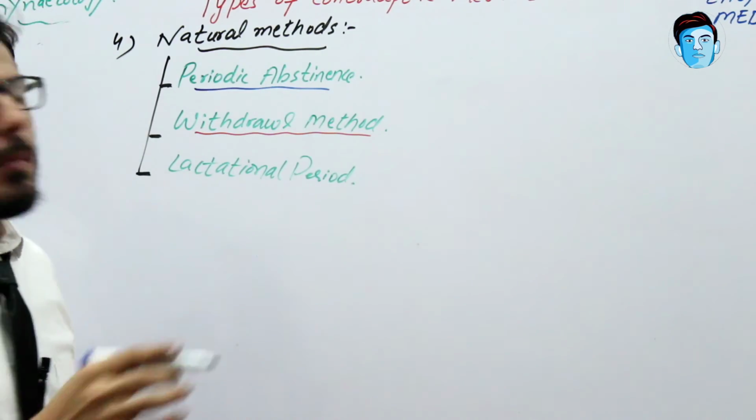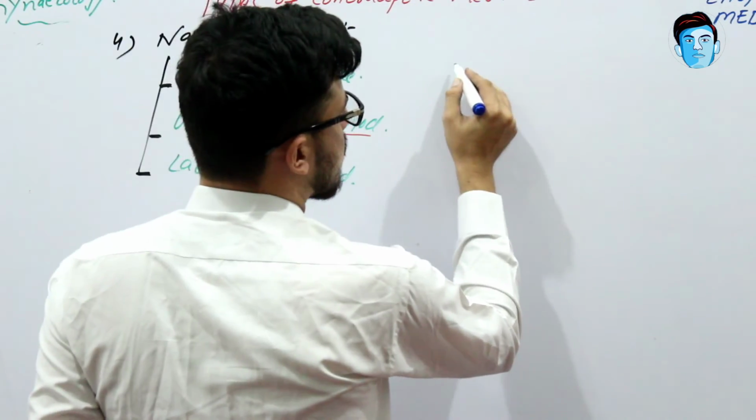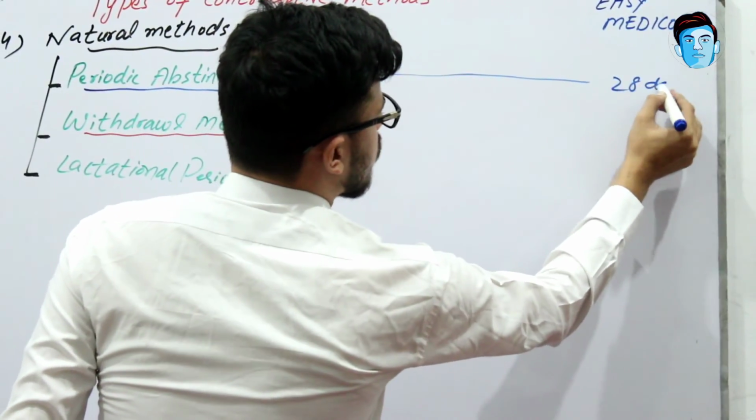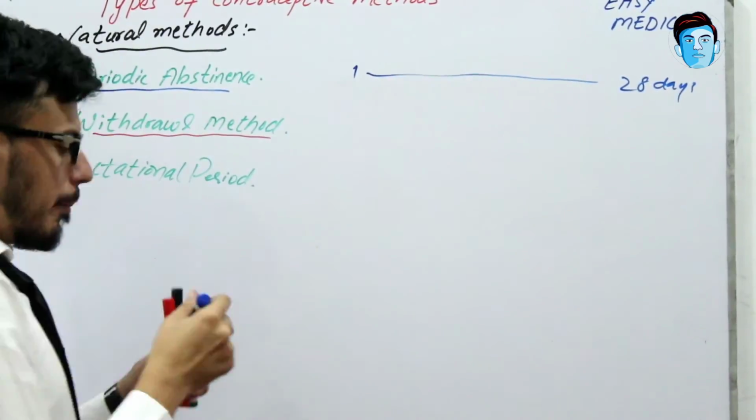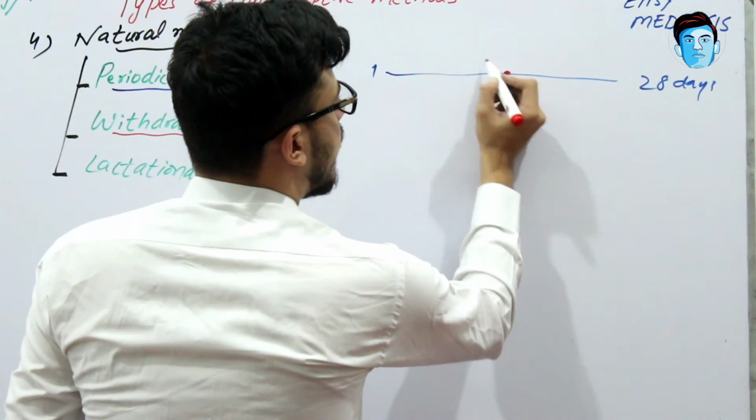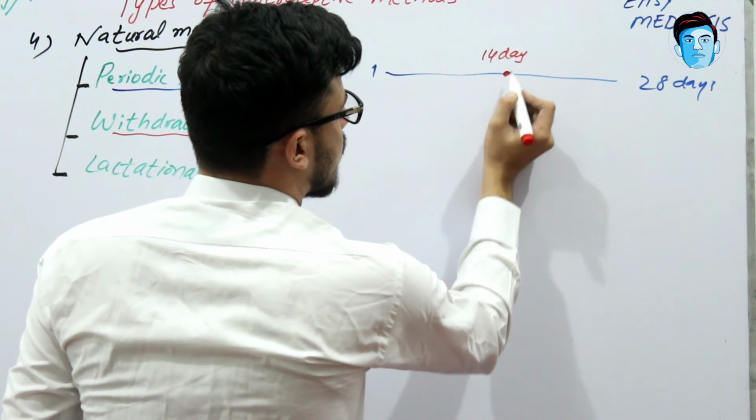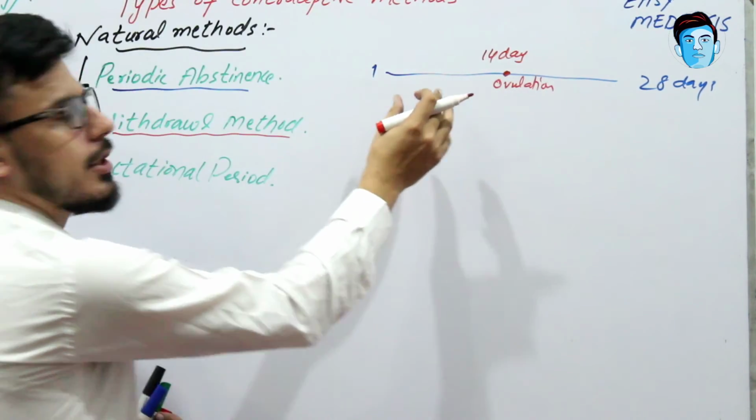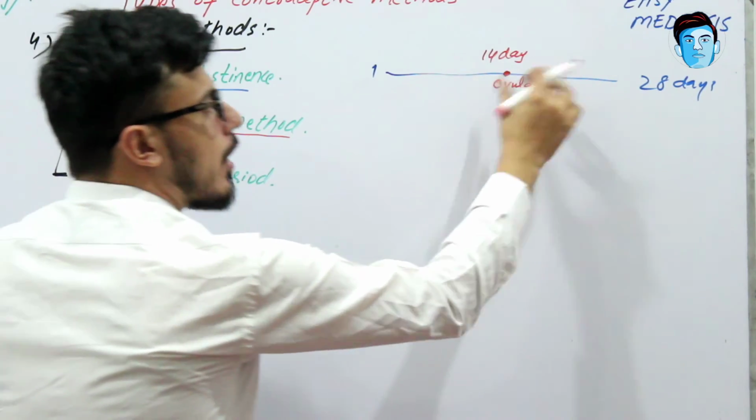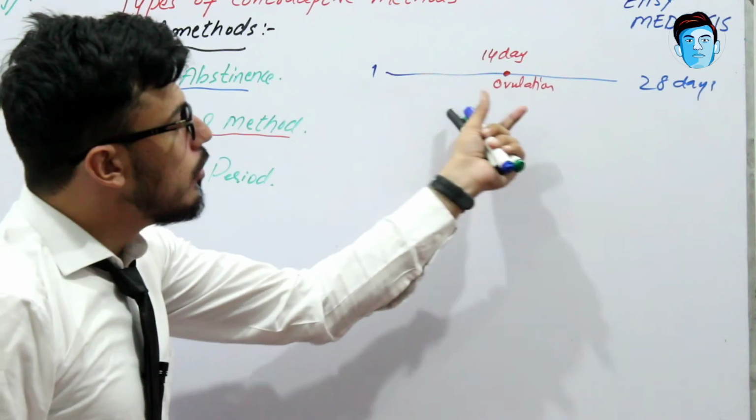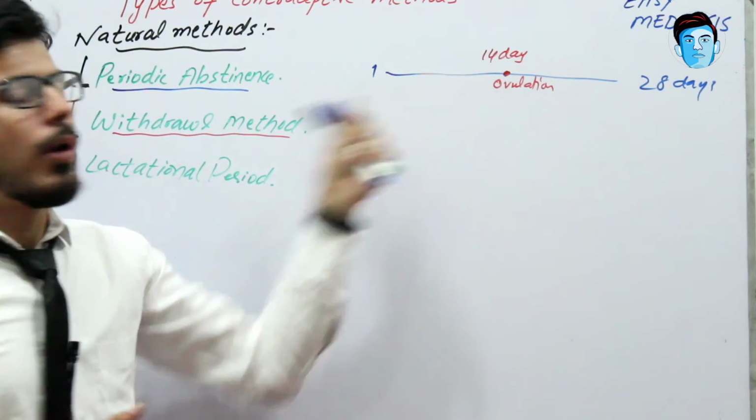Now, as you know, the menstrual cycle repeats in 28 days. Let's suppose this is the first day, and this is day 28. So at the middle of the menstrual cycle, at day 14, there is ovulation. Before ovulation there is the pre-ovulatory phase, and after ovulation there is the post-ovulatory phase. Now, at ovulation on day 14, what happens?